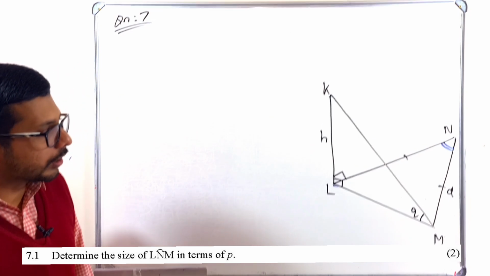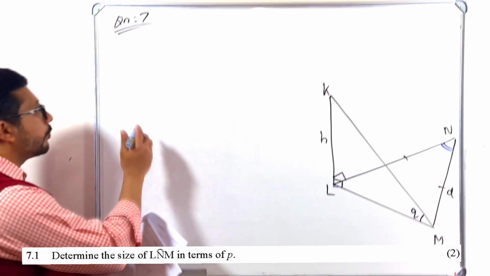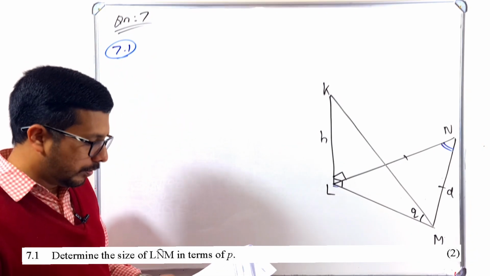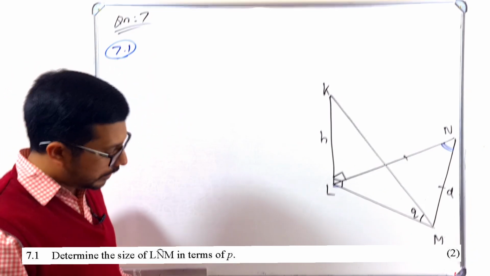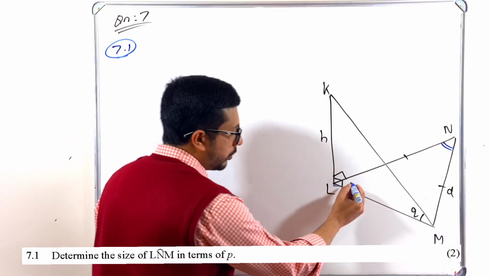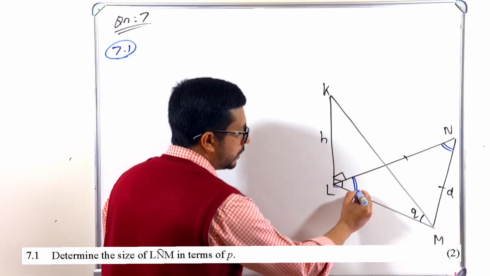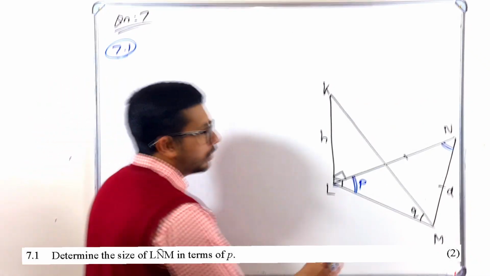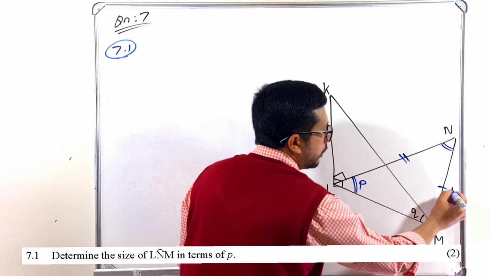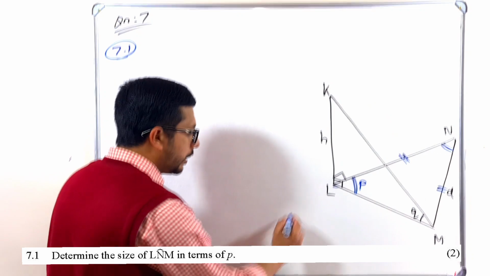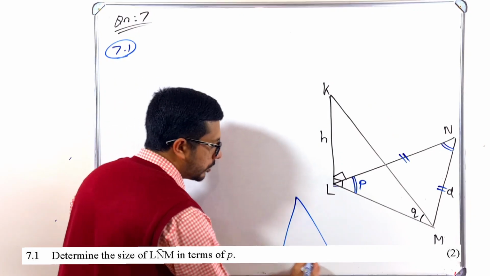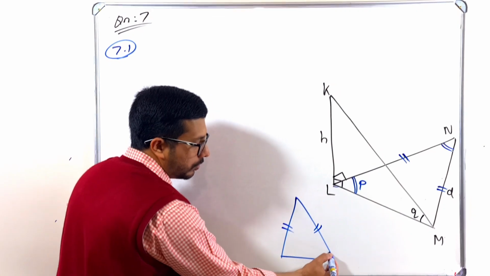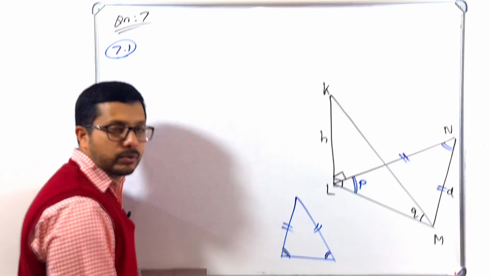Okay, so how can you find that one? That is question number 7.1. So what is that angle? Here it is given that, oh, I forgot to write that one, this angle is P. Am I right? Also these two sides are equal. In Euclidean geometry you studied, if two sides of a triangle are equal, then the opposite angles are also equal.